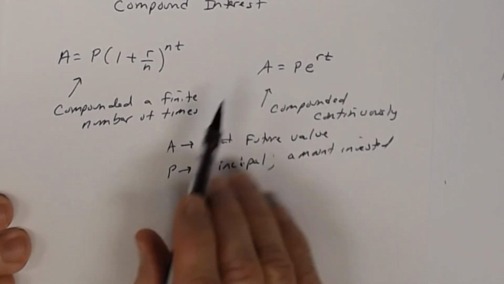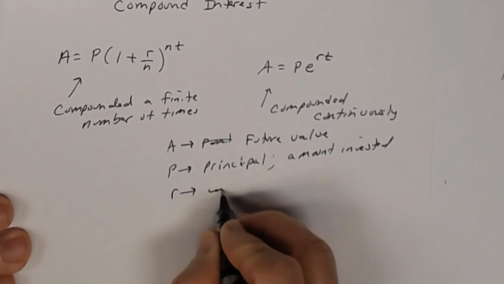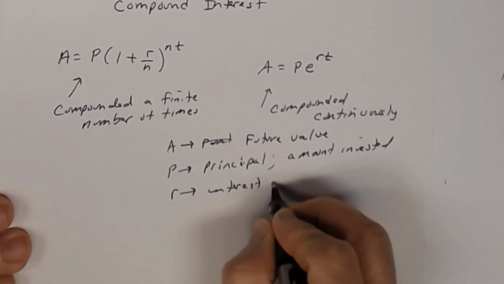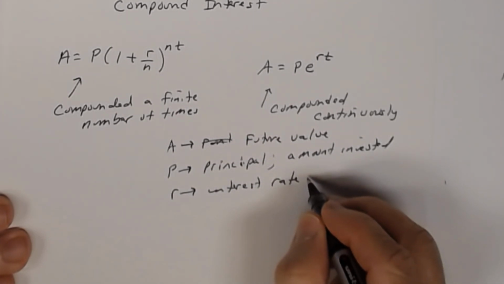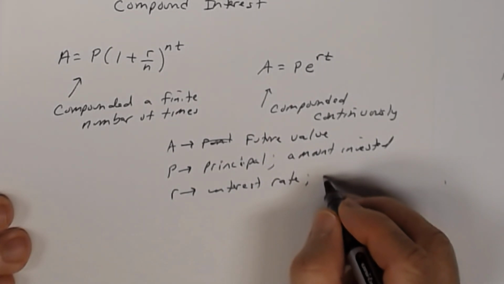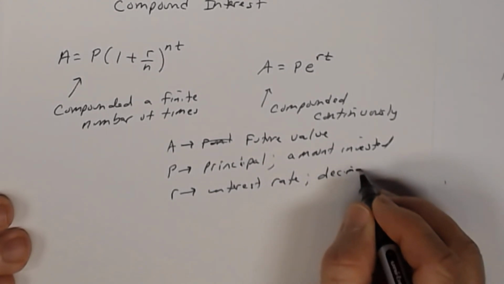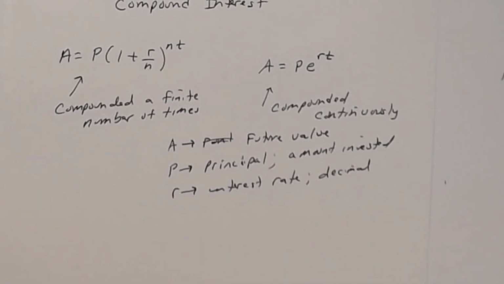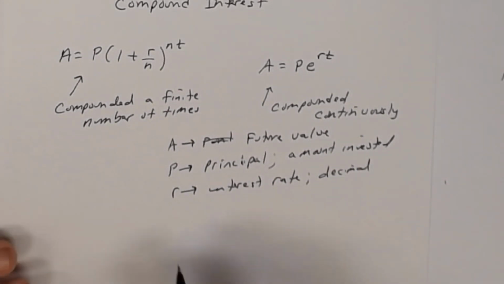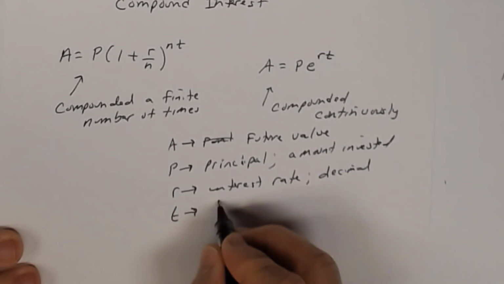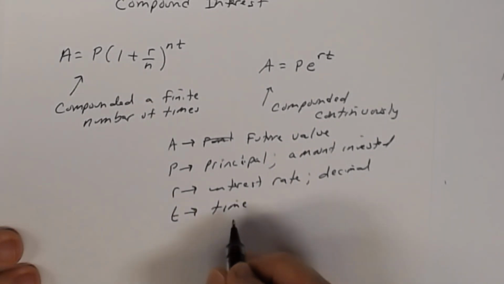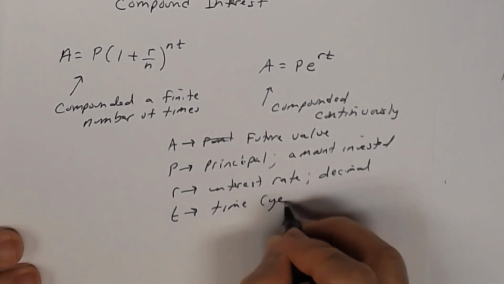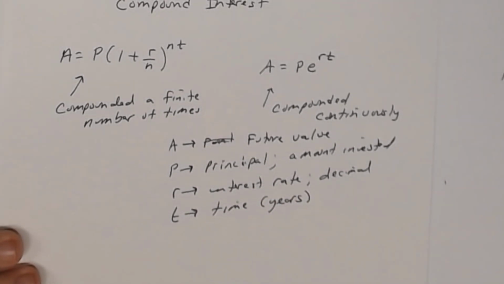You see an R in both cases. R is the interest rate, and whenever you use it, it must be written as a decimal. So you must change the percent to a decimal. You see a T in both cases, that's time. And when you use time, time must be in years. So it has to be in years.